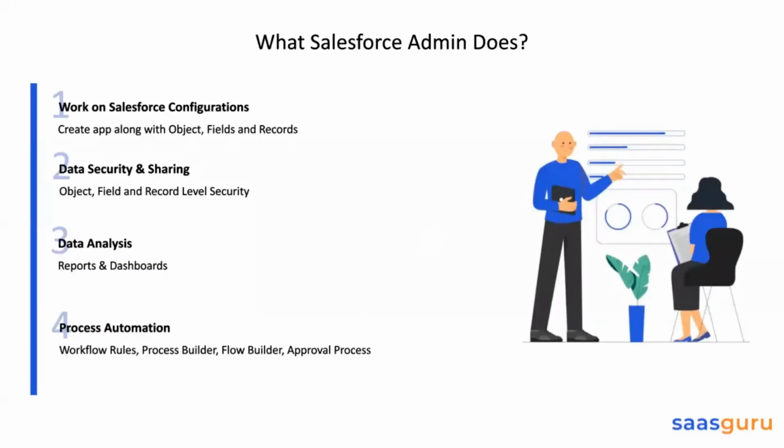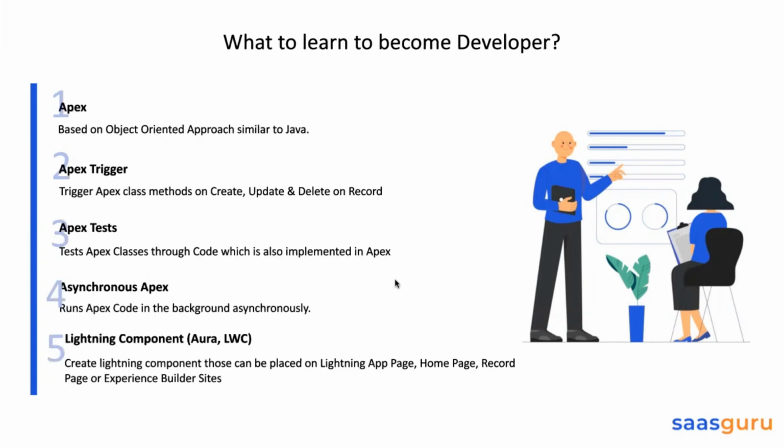Okay, now coming to the topic. In the last session, I discussed what a Salesforce admin does. We discussed that the Salesforce admin role is basically dependent on configuration, data security and sharing, data analysis, or process automation. And there we don't need to write any code. Now, if you want to do a transition from admin to developer, you need to focus on these five things.